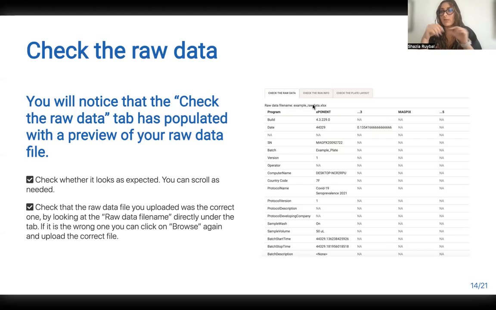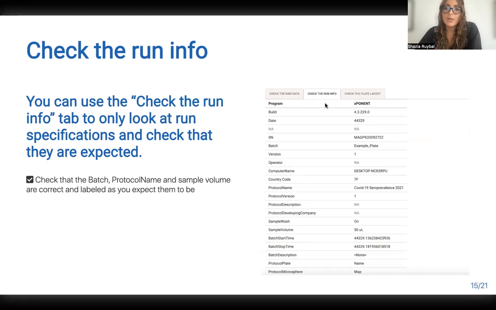These are just little things that you can check as you go to make sure that you are analyzing your data appropriately. The next tab is this check run info. This is basically from the same file, but it's just the run info portion. I think this is what Sarah was talking about before, that you do already have this information here.